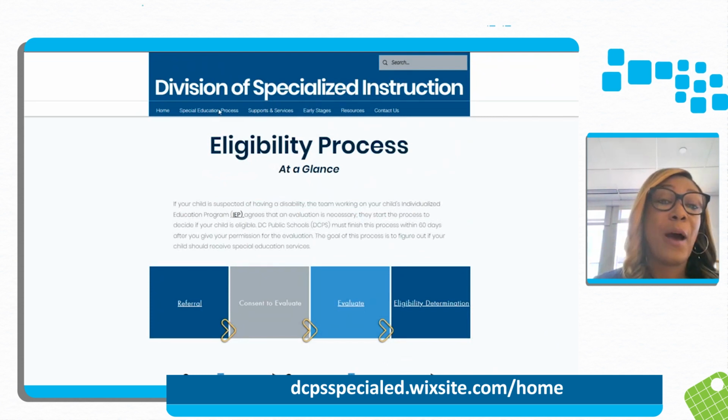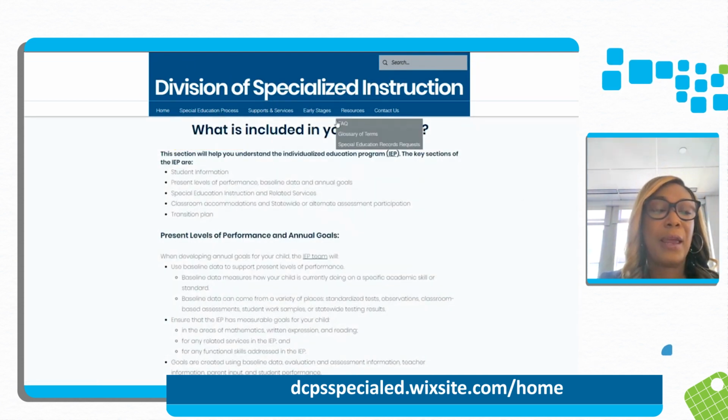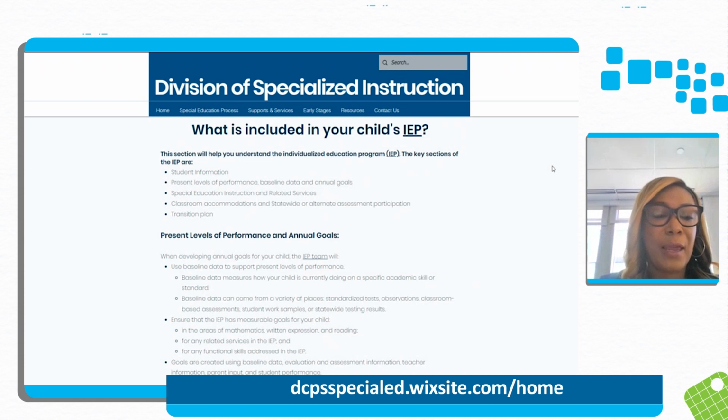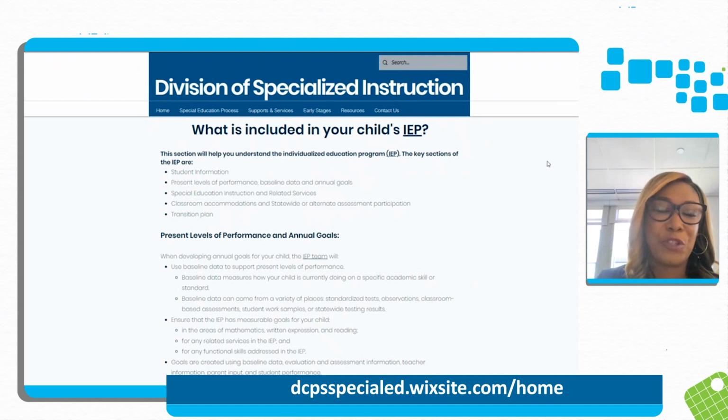If you have questions about what the IEP is and what can I expect to see in an IEP, there's additional information here that will give you an idea of what's included in the IEP and what you can expect. What are the present levels of performance and what are the goals that are going to be on the IEP? So there's additional information here that you can review in order to provide you with more information about the actual IEP if the student is found eligible for services.